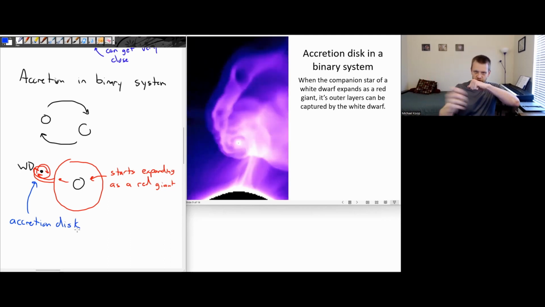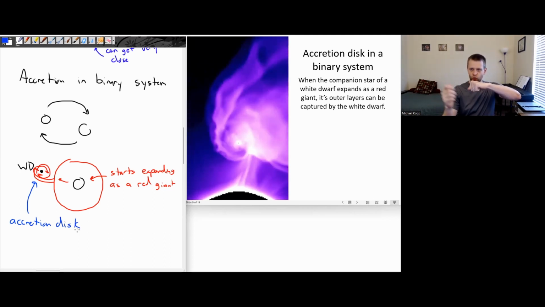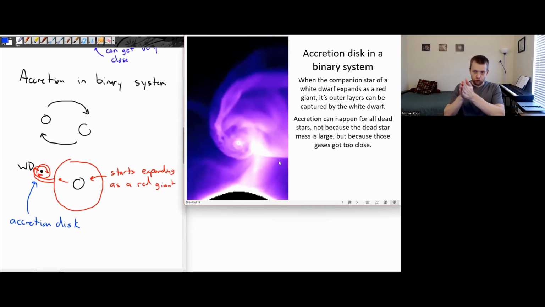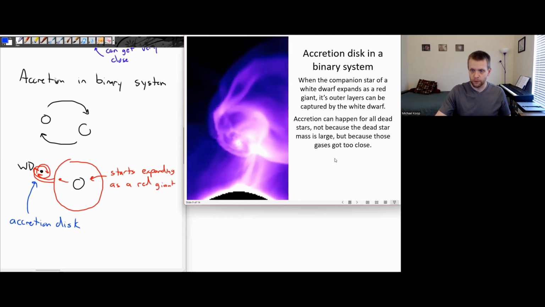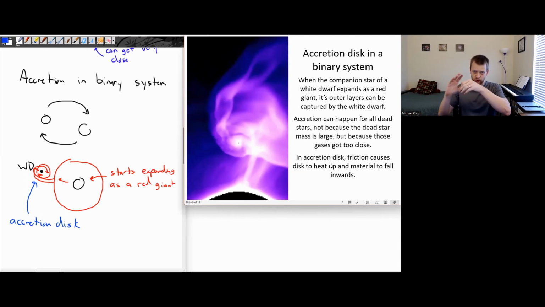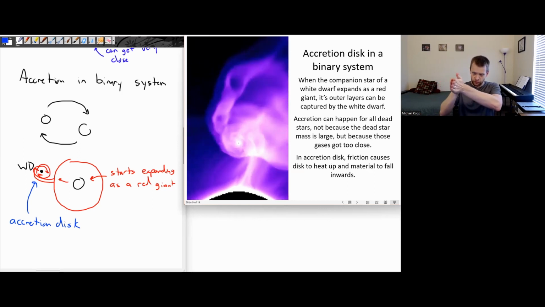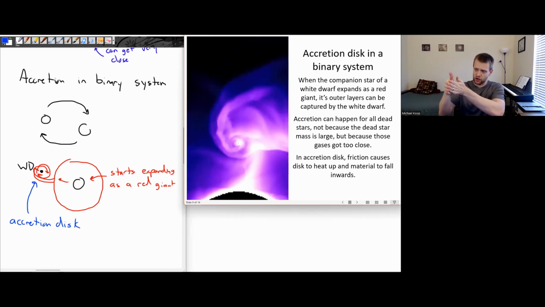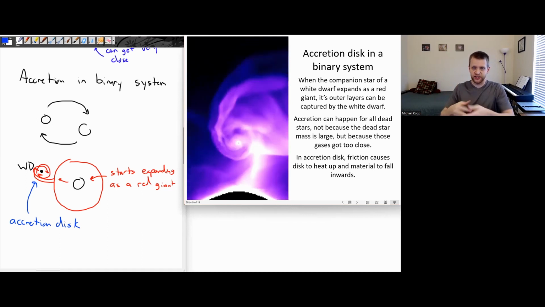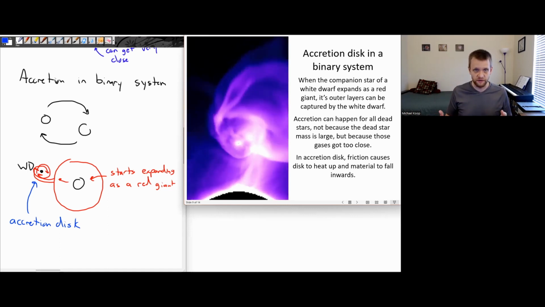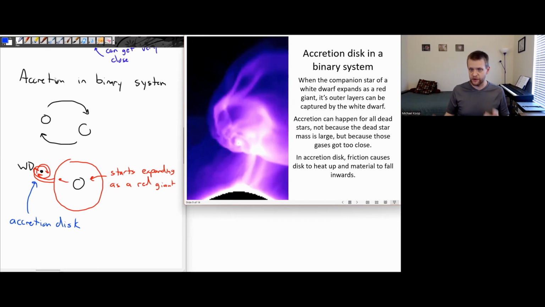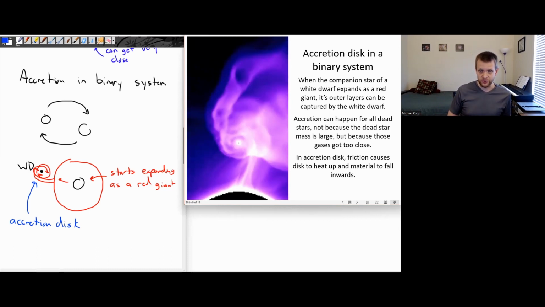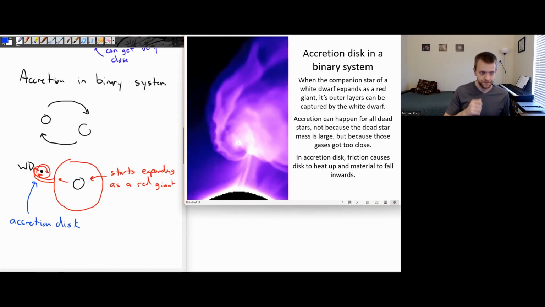So again, that material is falling into this white dwarf, and as those layers are rubbing against each other, they're going to dramatically heat up. As those layers of gases gradually fall into that white dwarf, they can generate very, very high amounts of energy, very, very high temperatures, and will end up glowing very, very brightly. We'll see some effects of this a little bit later.